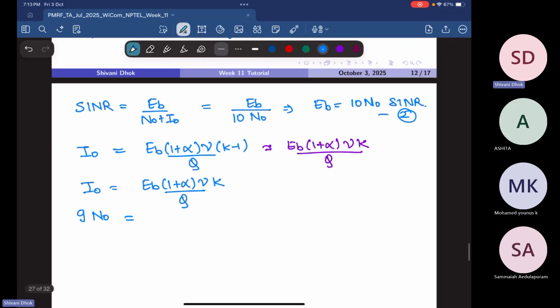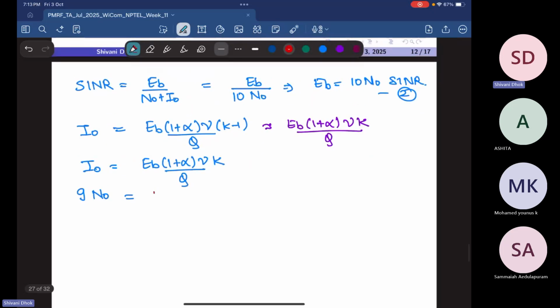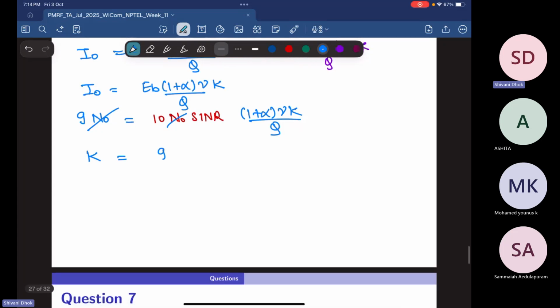And this EB, we have seen, is equal to 10 times n naught into SINR. Remaining things remain constant, 1 plus alpha nu times k by Q. So this n naught gets cancelled, and we can interchange things a bit. K comes out to be equal to 9 by 10 into Q by 1 plus alpha nu into SINR.